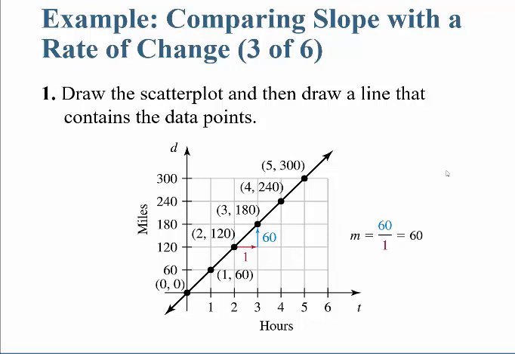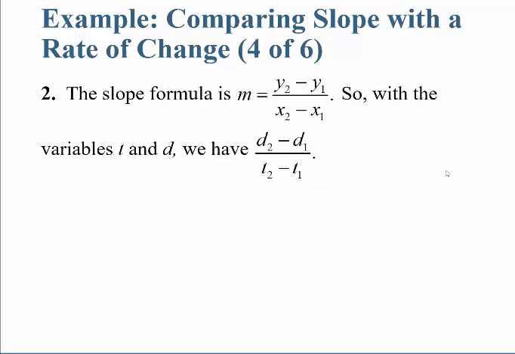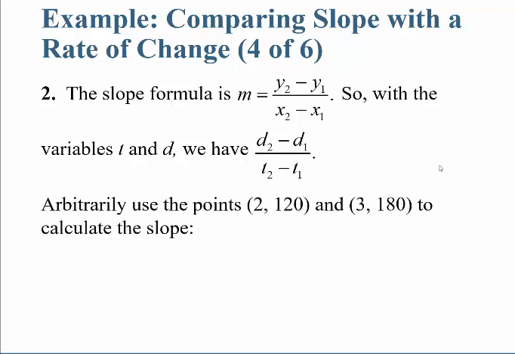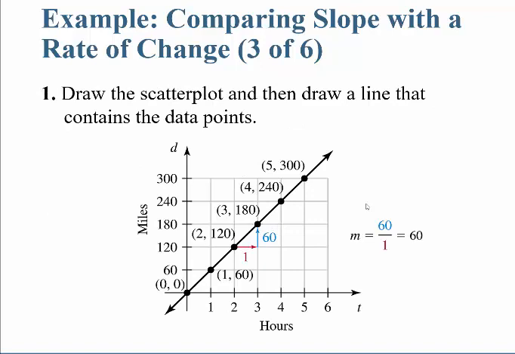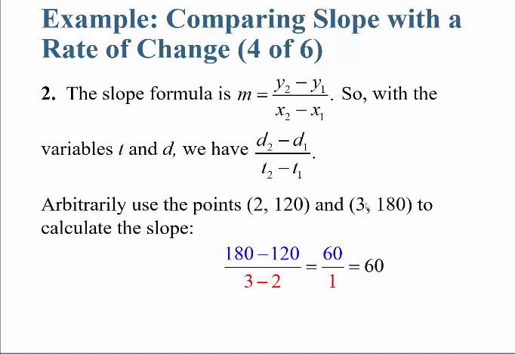You can see that the slope is 60. So the slope formula here is m equals the change in y over the change in x. So with t and d variables, we have (d2 minus d1) over (t2 minus t1). Arbitrarily, you can use the points (2, 120) and (3, 180), like we did back here. The slope is d2, which is 180, minus d1, 120, divided by t2, which is 3, minus t1, which is 2, so that's 60 over 1, or 60. So the slope of this line is 60, like I said previously.